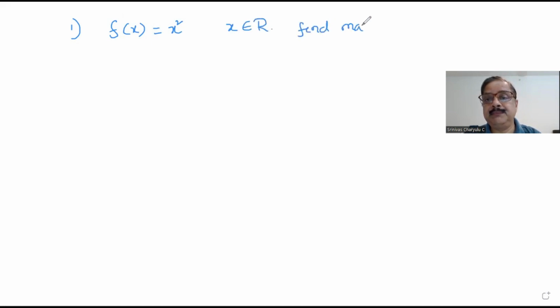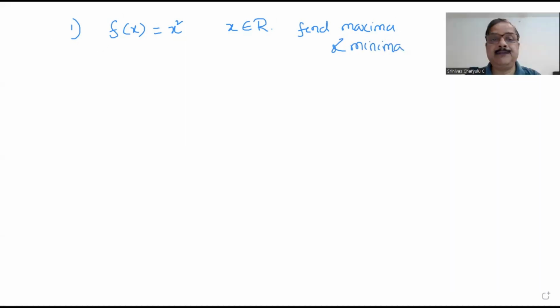Now, first let us understand the first sum. Yesterday's sum, I am just revising here. f of x is equal to x square, x belongs to the set of real numbers. Find maxima, minima of this function. Now, we know very well f of x is equal to x square is a parabola like this.